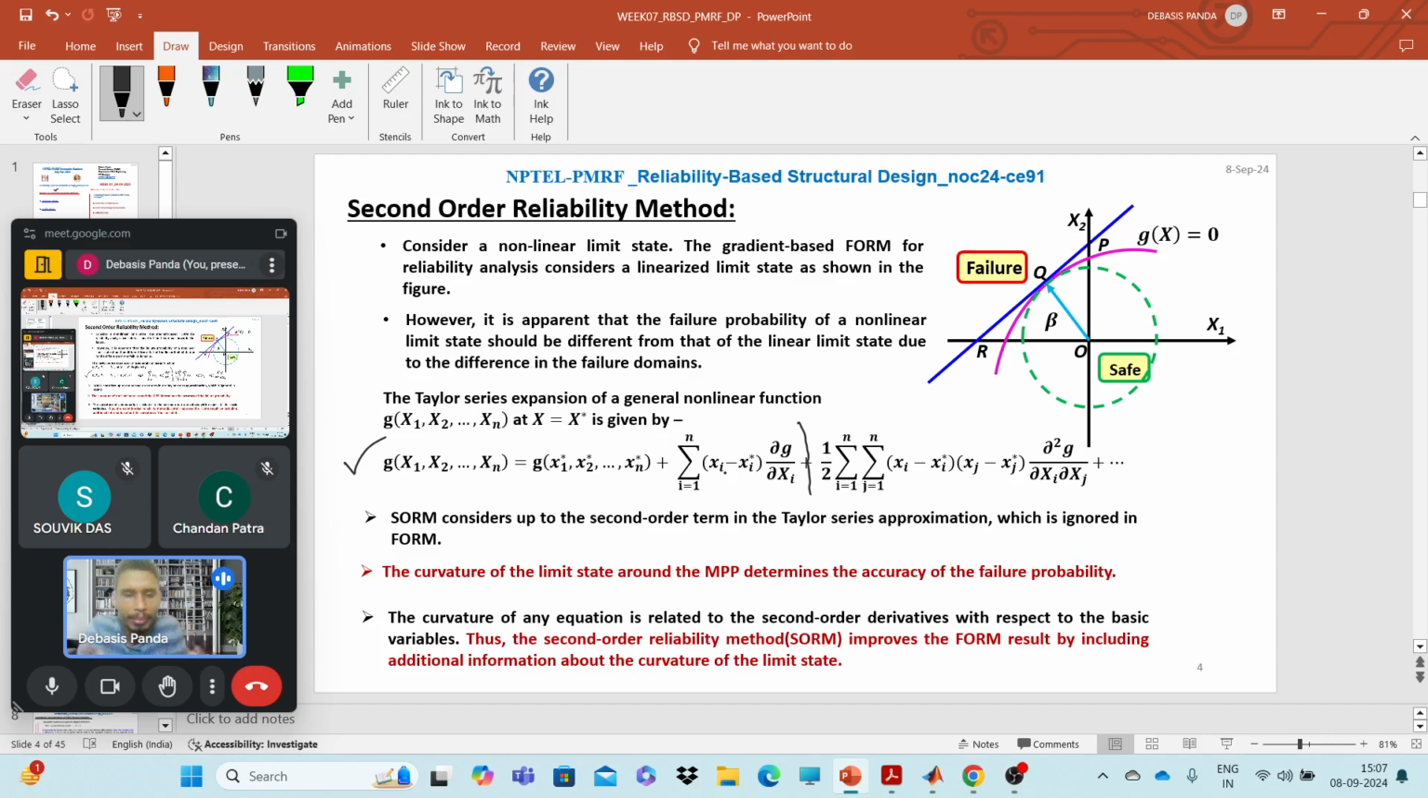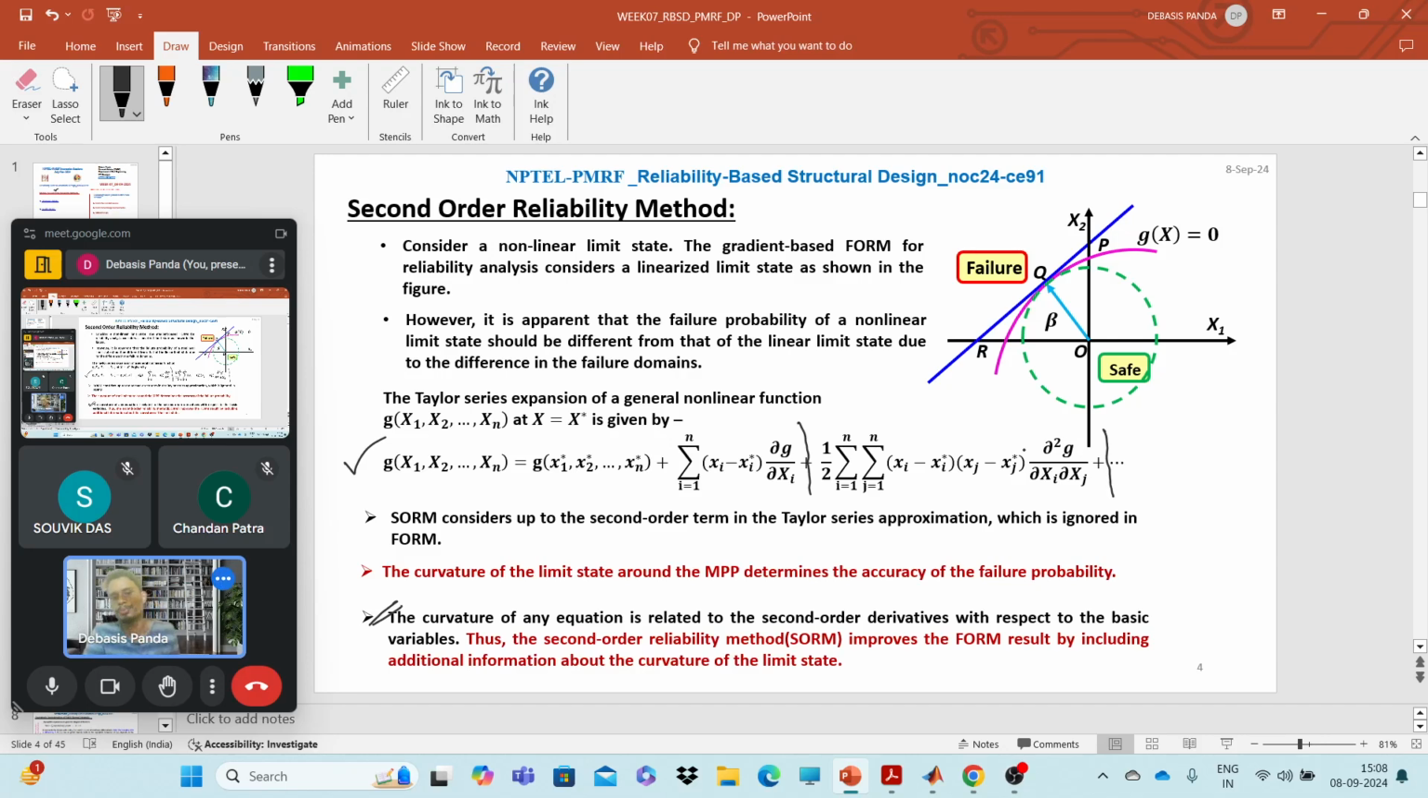Now, with respect to basic mathematics, we know that the curvature of any equation is related to the second order derivative of this nonlinear function with respect to the basic variables. It is clear. So if we want to incorporate the information about the curvature for the nonlinear limit state function, we need to go up to the second order term, and we need to find out ways in which we can incorporate the information about the curvature in the FORM problem. So basically in the second order reliability method, we go up to the second order term in the Taylor series expansion of the limit state function, right?